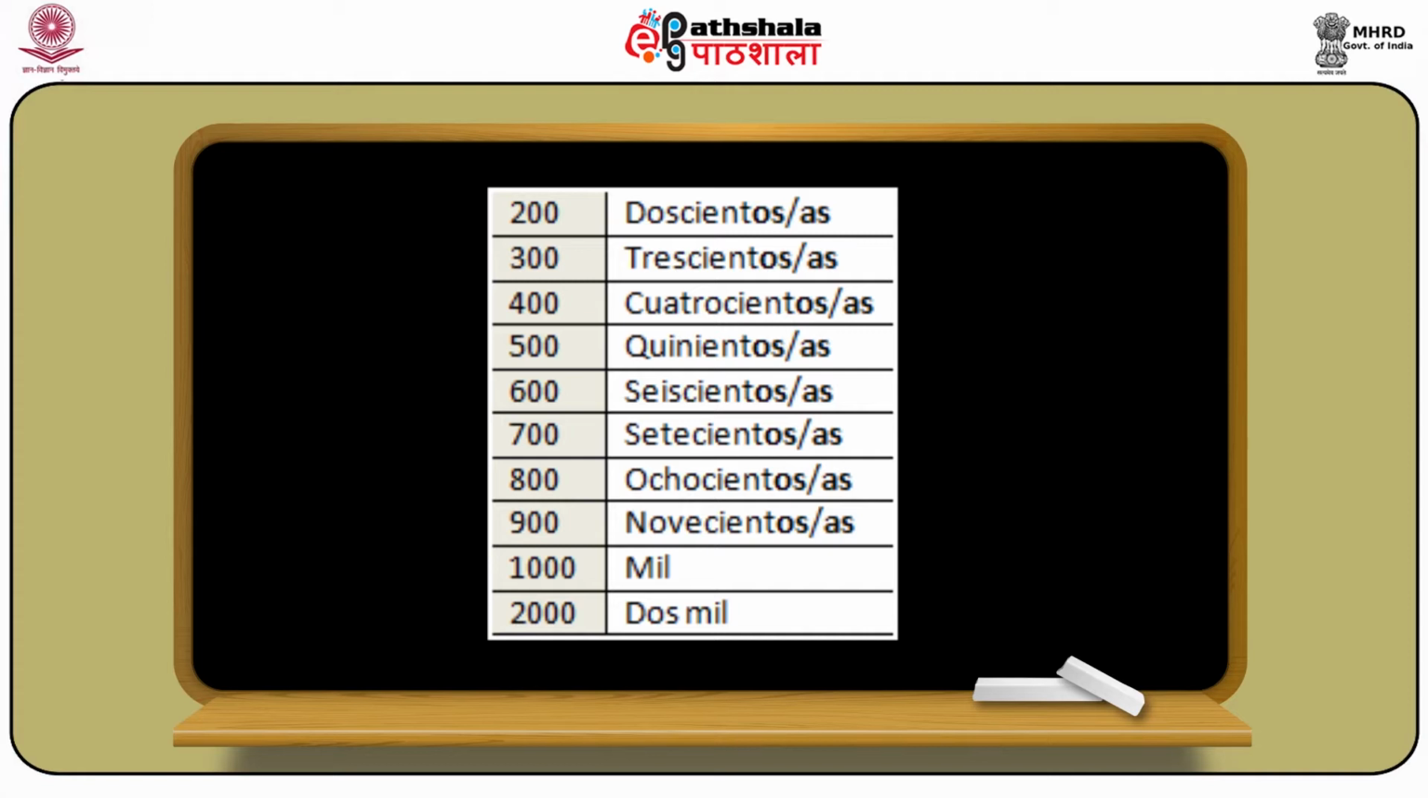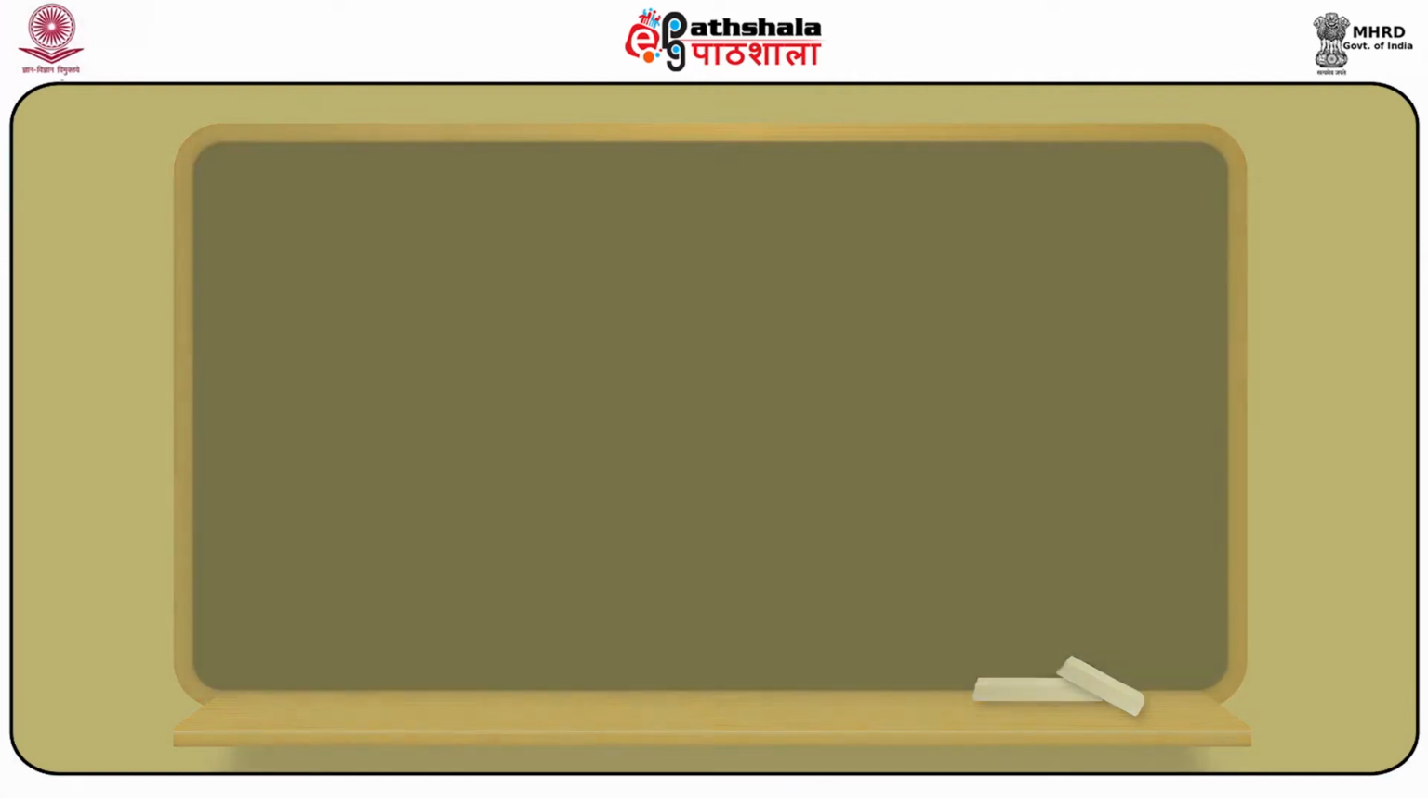400 will be cuatrocientos. 500 will be quinientos. 600 will be seiscientos. 700 will be setecientos. 800 will be ochocientos. 900 will be novecientos, and 1000 will be mil.